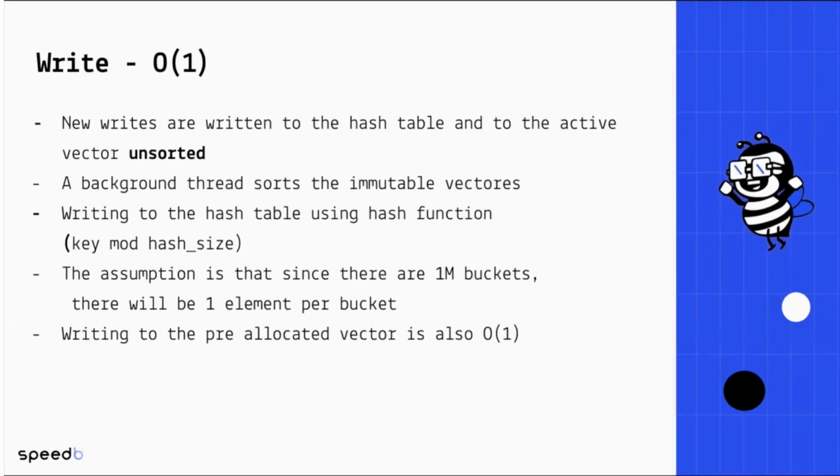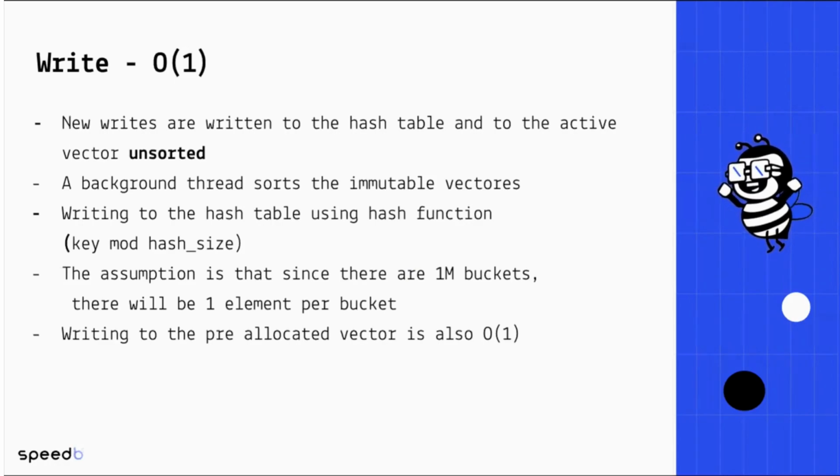So let's see how a write operation works. New writes are written unsorted, and we add a pointer both to the hash table and to the vector, so we can use the vector later for seek. So the write operation is O(1), because we're using a hash function, so it's the same complexity as inserting an element into a hash table. And there is a background thread that always keeps sorting the immutable vectors.